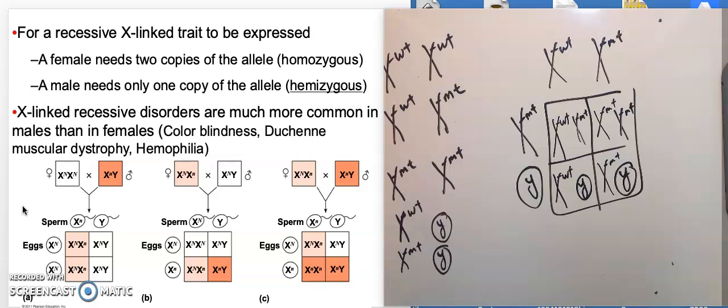Human traits that are X-linked include colorblindness, Duchenne's muscular dystrophy, and hemophilia. Usually we use colorblindness as an example because it doesn't kill the offspring, so we can keep doing the crosses.